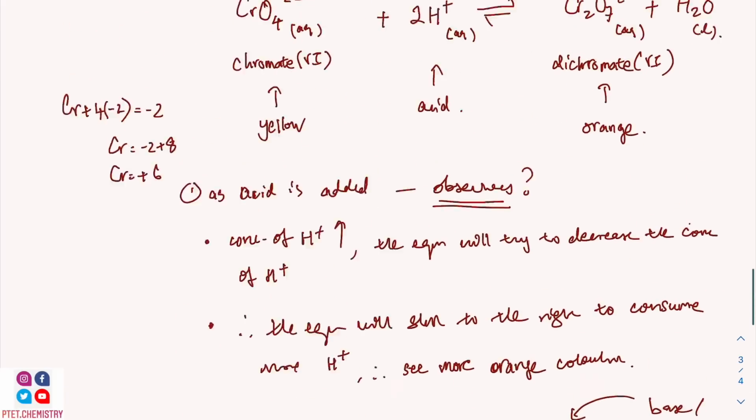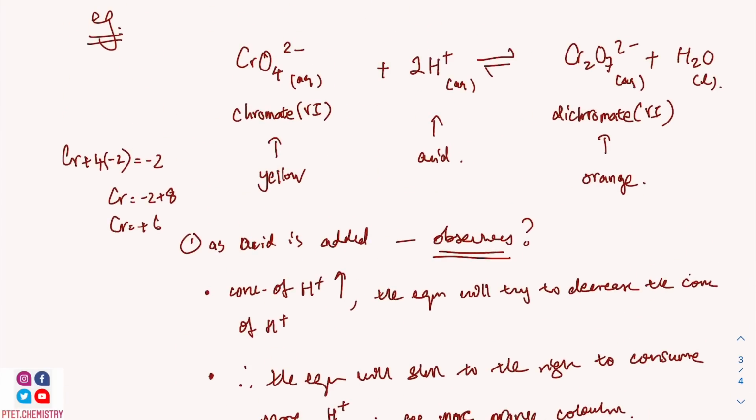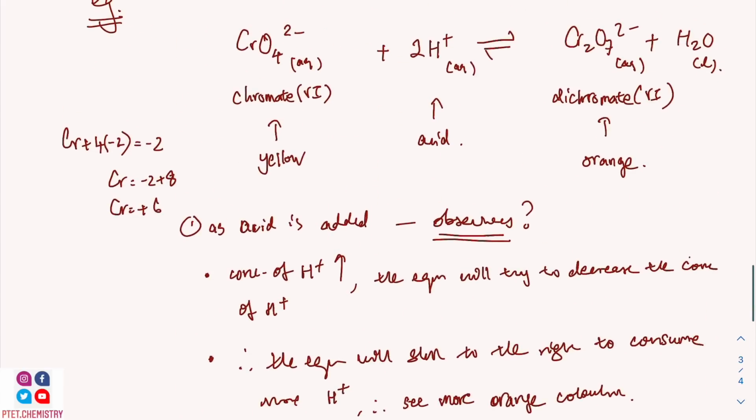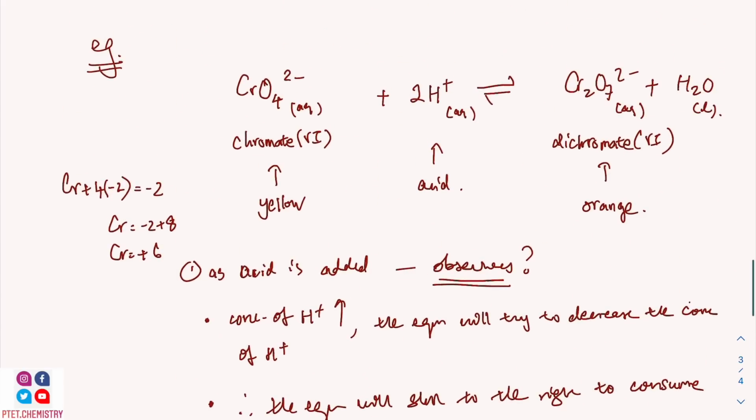When I shift backward, what will be the color? What will be my observation then? I'll see the color being more yellow and less orange. So I will see more yellow coloration. Why am I providing you with these kinds of examples? Because they like to ask this in an MCQ setting, A, B, C, D, right? What would be the correct observations?